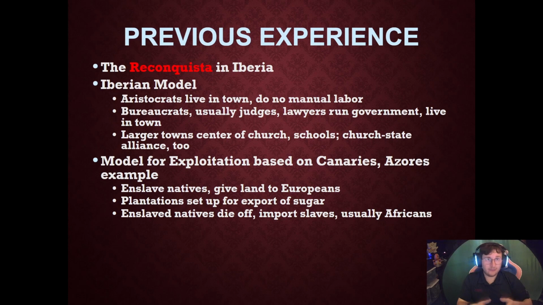And they really use this model for exploitation, starting off in the Canary Islands and the Azores. For example, they enslave the natives, give the land to the Europeans, and set up plantations for the export of sugar, tobacco, and other cash crops. As the enslaved natives die off from diseases and brutal treatment, they import usually African slaves.